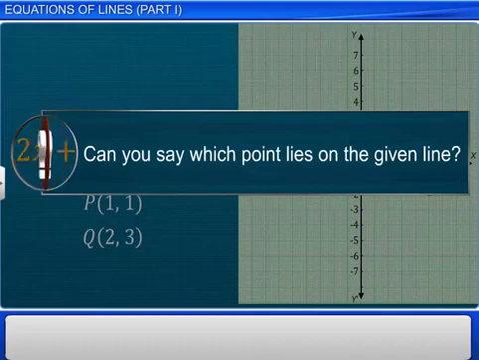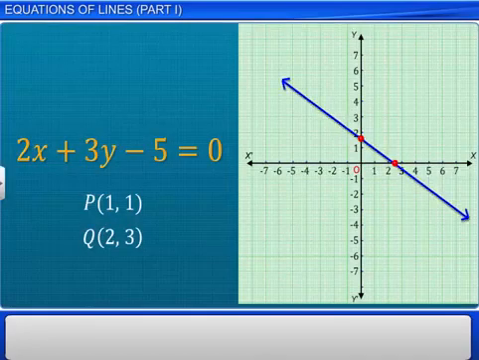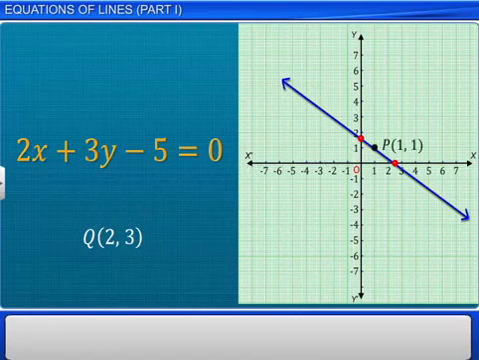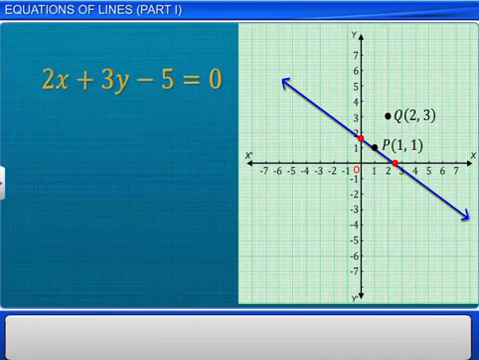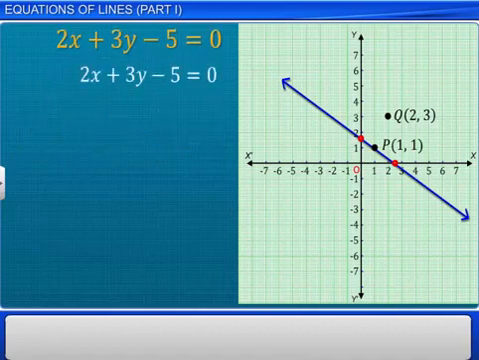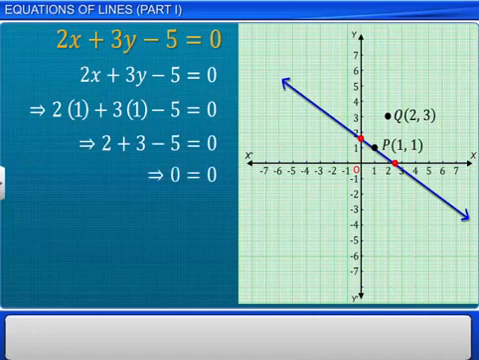Can you say which point lies on the given line? Let's extend the line. We see that the line passes through point P(1, 1). Let's verify this algebraically. On substituting the coordinates of the point in the given equation, we see that the values of the left-hand side and the right-hand side are equal. In other words, point P satisfies the equation of the line.